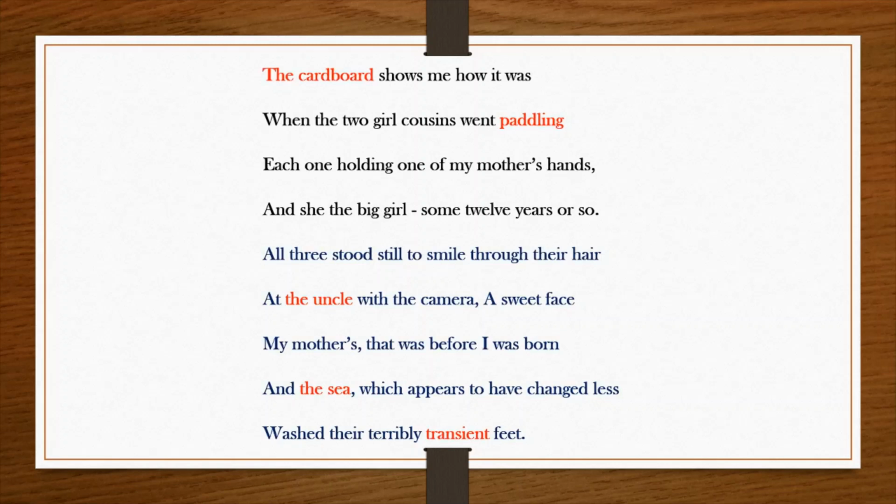The complete poem, A Photograph. The cardboard shows me how it was when the two girl cousins went paddling, each one holding one of my mother's hands, and she, the big girl, some 12 years or so. All three stood still to smile through their hair at the uncle with the camera, a sweet face, my mother's, that was before I was born, and the sea, which appears to have changed less, washed their terribly transient feet.